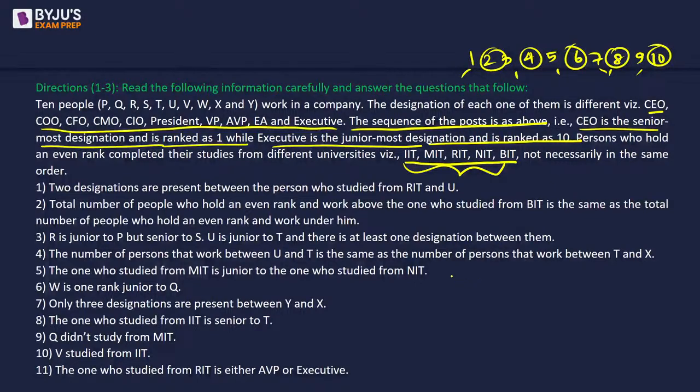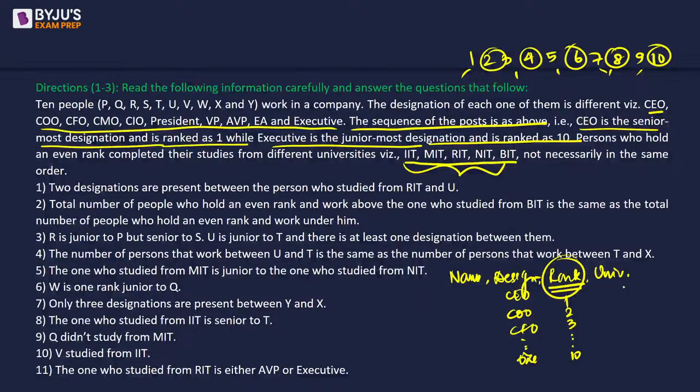So we can see that there are a few attributes. One is name, the other is designation, and then we have rank, and then we have the university that they studied from, right? So out of these 4, rank is the primary one, as in we will be filling up the ranks from 1 to 10, and the designations also will be accordingly filled, CEO, COO, CFO, and so on up to executive, right? So 2 columns are going to be filled. We only have to figure out which rank goes to which person and from which university, if known, they studied from. Okay, so we need a table.